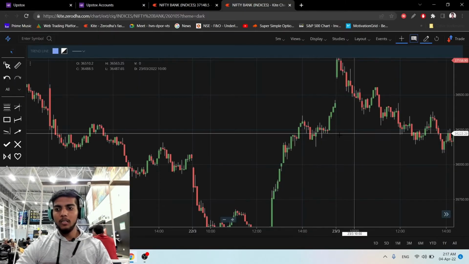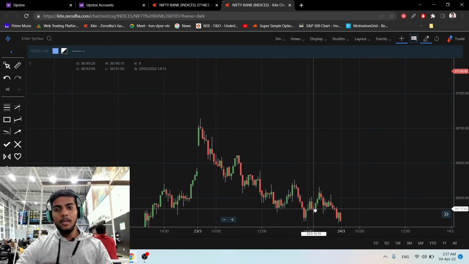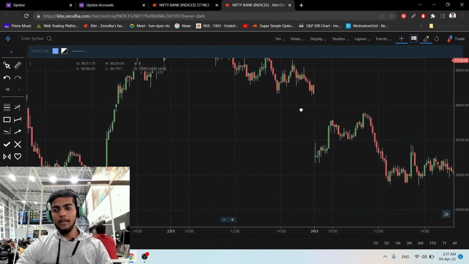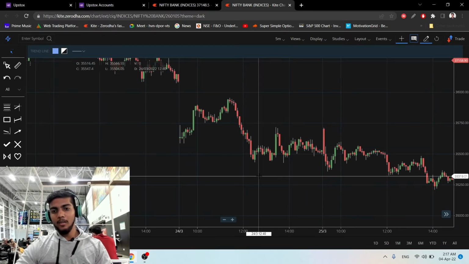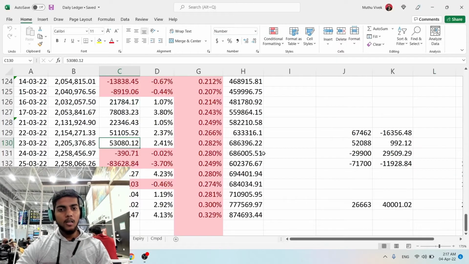And on the 23rd, we captured the entire delta move on the downside. On the 24th, we were able to capture delta as well as a bit of theta towards the end. And so, yes, the 25th.